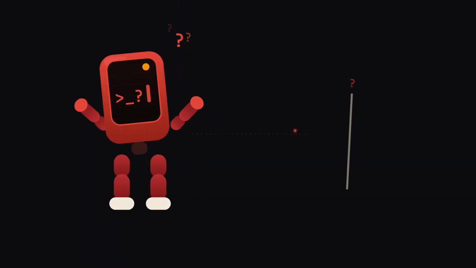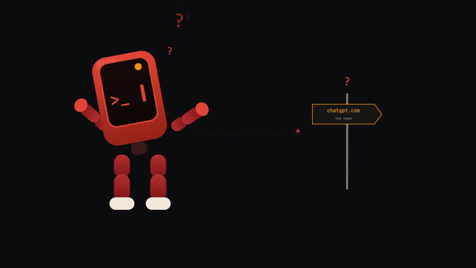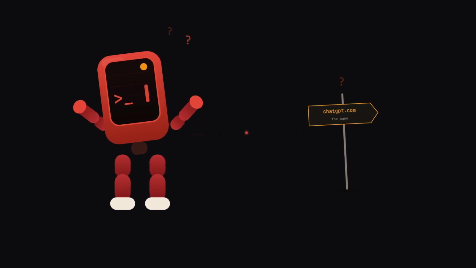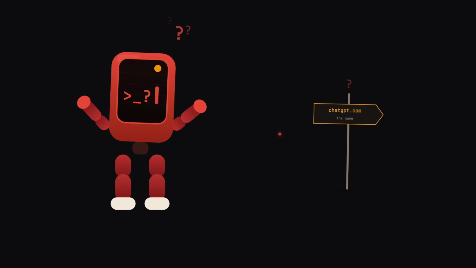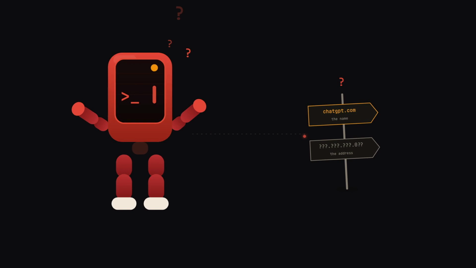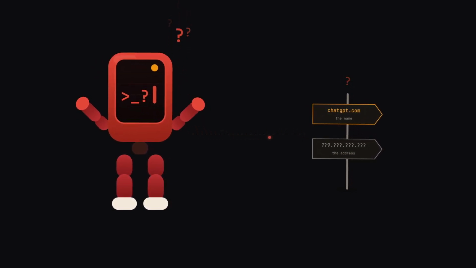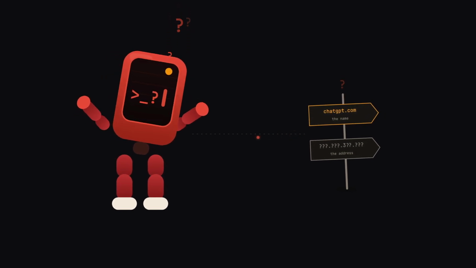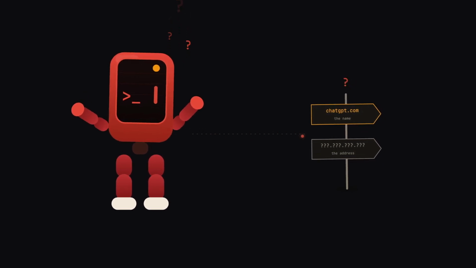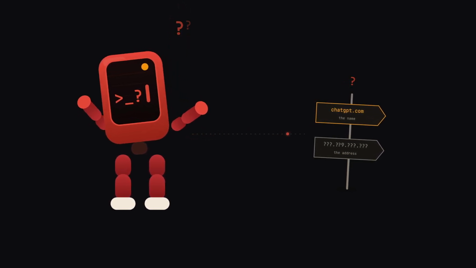Okay, you hit enter. Your browser wants to connect to chatgpt.com. Simple enough, right? Except your browser has absolutely no idea where chatgpt.com actually lives. It knows the name, but the internet doesn't work on names. The internet works on addresses, specific numerical addresses. Like how knowing someone's name doesn't tell you where their house is, you need their actual street address to get there. So before anything else can happen, your browser needs to find chatgpt.com's address. And to do that, it's going to ask for directions.